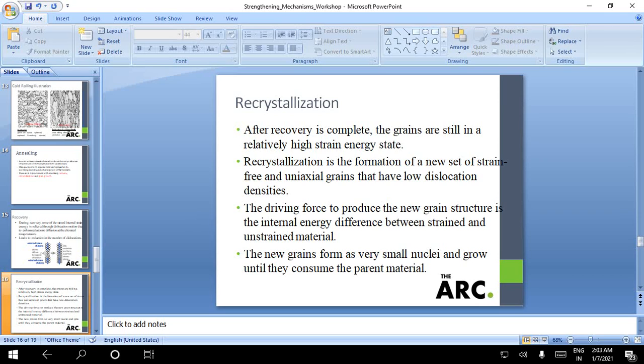So in the recrystallization process, a new set of completely strain free and equiaxed grains is formed, having very low dislocation densities. The driving force to produce these grains is the internal energy difference between the strained and unstrained materials. The new grains start as very small nuclei, and they grow continuously until they consume the parent material.